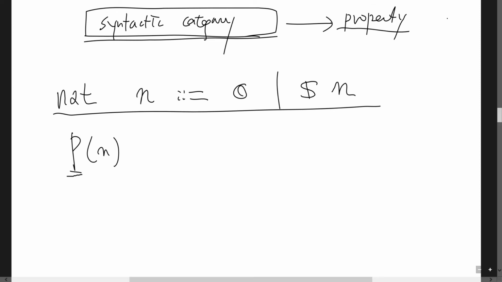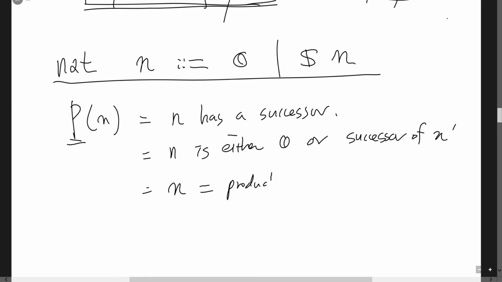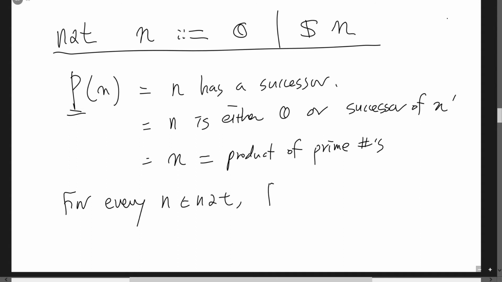So here's an example of this property P. For example, P of n could be "n has a successor." Or another example could be P of n is either 0 or successor of another natural number. Or it could be some non-trivial property. So for example, n is a product of prime numbers, and things like this. So we'd like to prove that for every natural number, this property P holds.